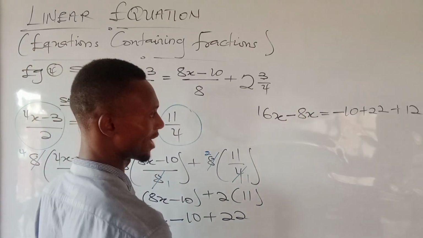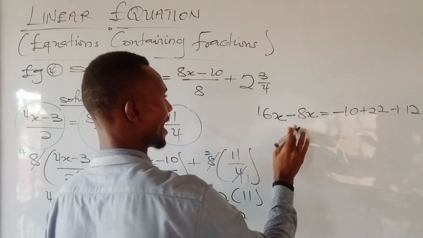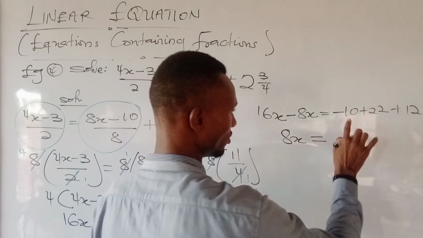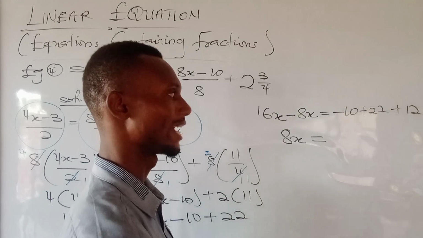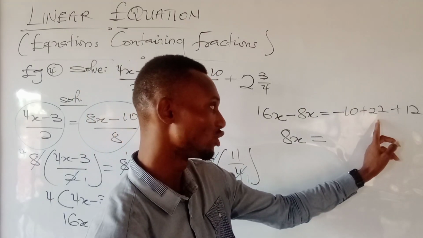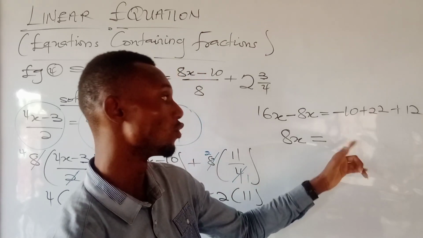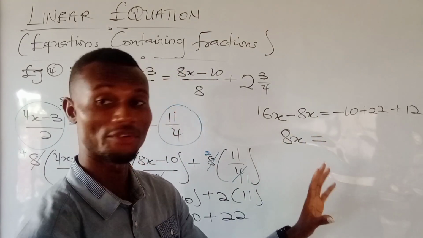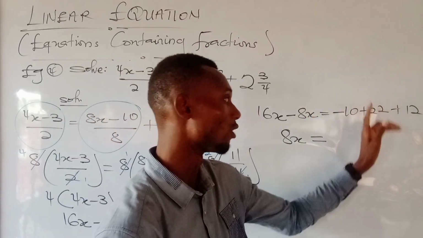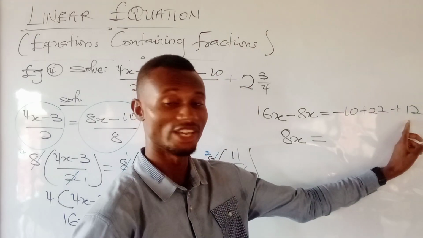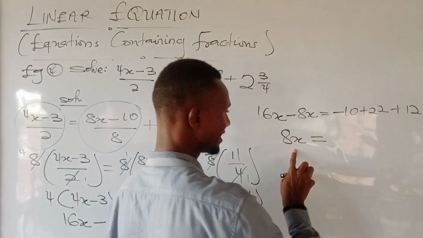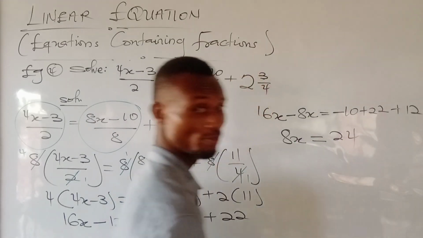Let's go ahead and simplify further. 16s minus 8s will give me 8s. I hope you agree with me. Equals to, now this one, don't rush it, take your time and let's do it one at a time. Watch. Minus 10 plus 22 will give you positive 12, and that positive 12 plus this 12 will give you 24. So positive 24. So I'll get my 8s equals to 24.